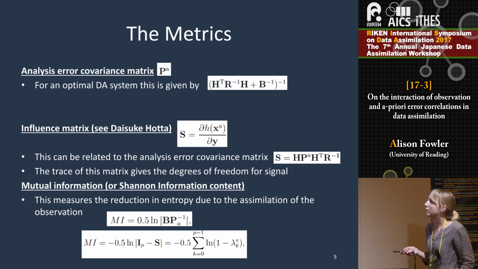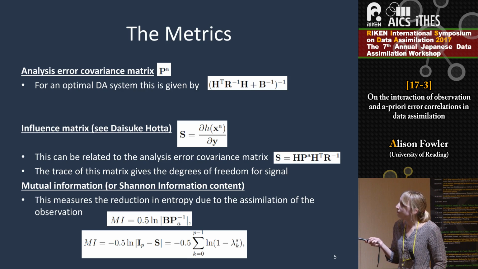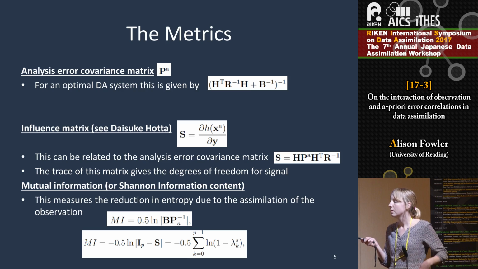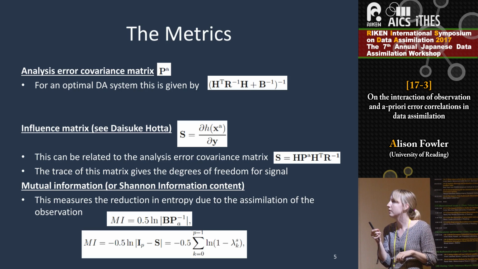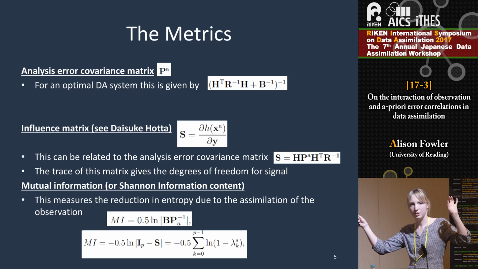The different metrics that I'll be looking at to try and understand this are firstly the analysis error covariance matrix. For an optimal DA system, we know this can be written in terms of the observation error covariances, the background error covariances and the observation operator. I'll also be looking at the influence matrix, which was presented on Tuesday by Daisuke. This looks at the sensitivity of the analysis in observation space to the observations. On the diagonal, you have the sensitivity of an analysis at an observation point to an observation of that same point. And on the off-diagonals, you have the sensitivity of the analysis at an observation point to a different observation.